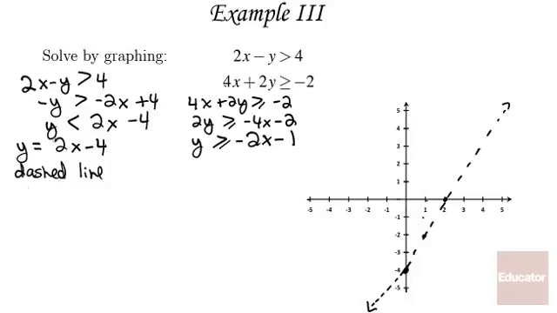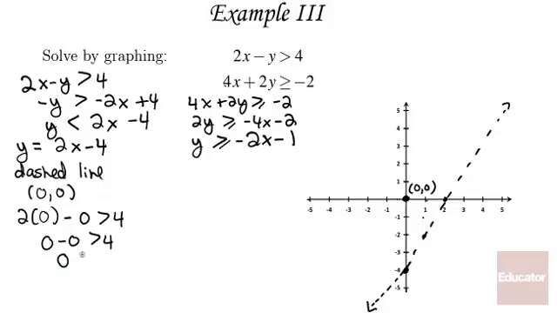And then a test point, because I need to determine where the solution set lies, in the upper or lower half plane. Using the origin as my test point, substituting 0, 0 in for x and y. This gives me 0 minus 0 is greater than 4, or 0 is greater than 4. And that is not true. Since that is not valid, that is not part of the solution set, so this is not the correct half plane. I'm going to shade the lower half plane instead.